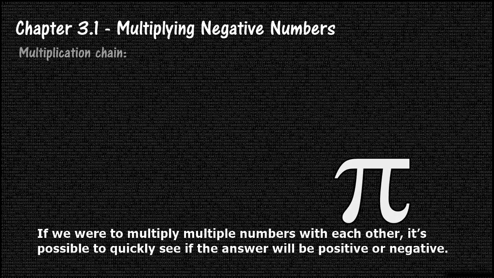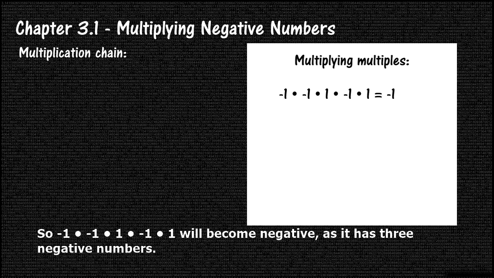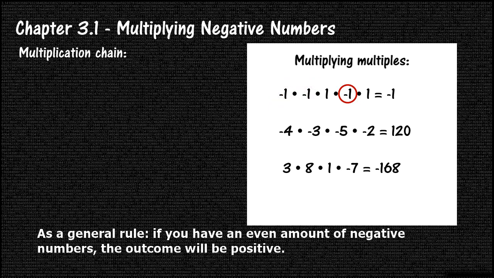If you were to multiply multiple numbers with each other, it is possible to quickly see if the answer will be positive or negative. As multiplying two negative numbers results in a positive number, I only have to look at the amount of negative numbers to see whether my answer will be positive or negative. So, minus 1 times minus 1 times 1 times minus 1 times 1 will become negative, as they are three negative numbers. Two negatives will cancel each other out, and the remaining negative will be dominant. As a general rule, if you have an even amount of negative numbers, the outcome will be positive.